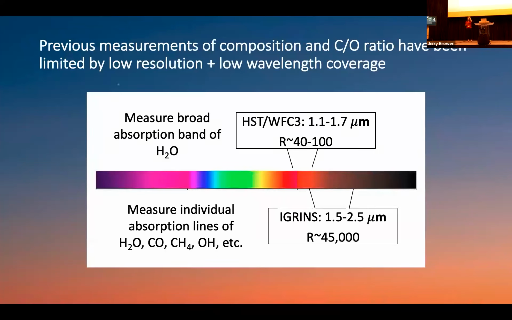If we compare that instead to studies from the ground, today I'm going to be talking mostly just about iGrins. iGrins covers this wider wavelength range where we can see features of a wide variety of molecules: water, OH, CH4, CO, basically everything we think should be major carriers of oxygen and carbon in these planets' atmospheres. Additionally, iGrins has this much higher resolution. So instead of just seeing one broad absorption band feature, we can resolve all of these individual lines, which give us a much better handle on what the actual composition of these planets are.